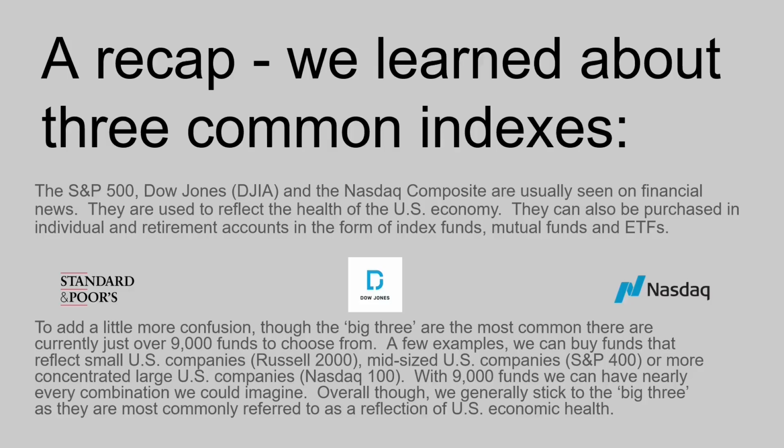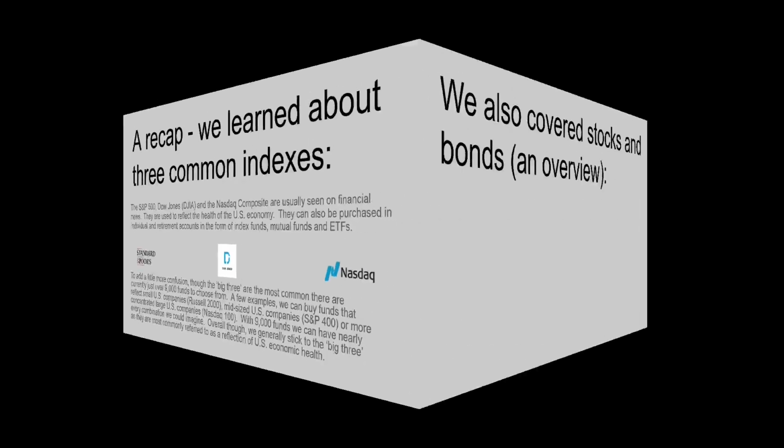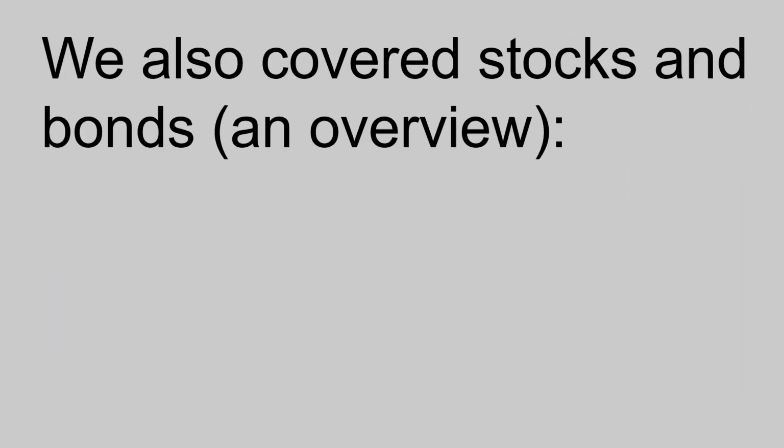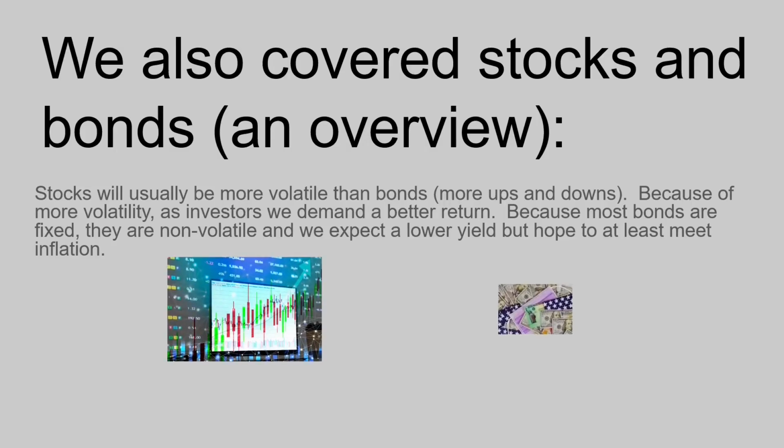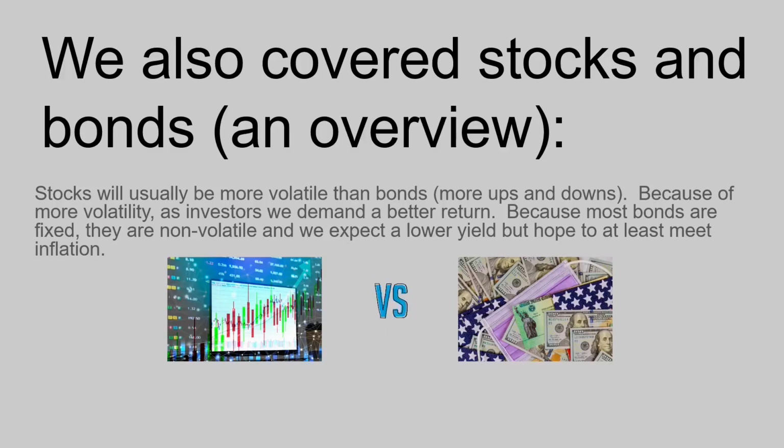They are most commonly referred to as a reflection of U.S. economic health. We also covered stocks and bonds, so just a quick overview. Stocks will usually be more volatile than bonds. There are more ups and downs, and because of more volatility, as investors, we demand a better return. Because most bonds are fixed, they are non-volatile, and we expect a lower yield, but hope to at least meet inflation. There's our stock versus bonds.